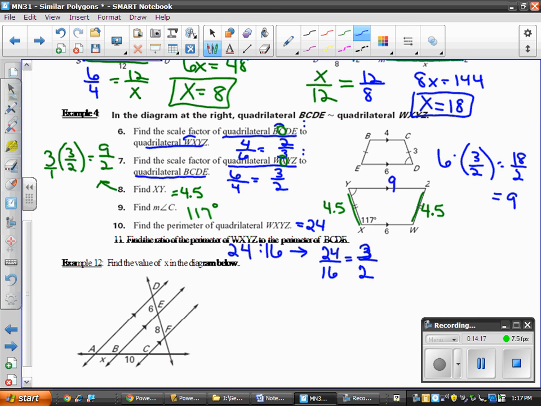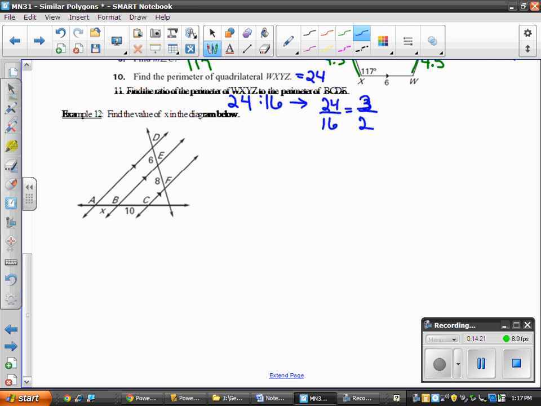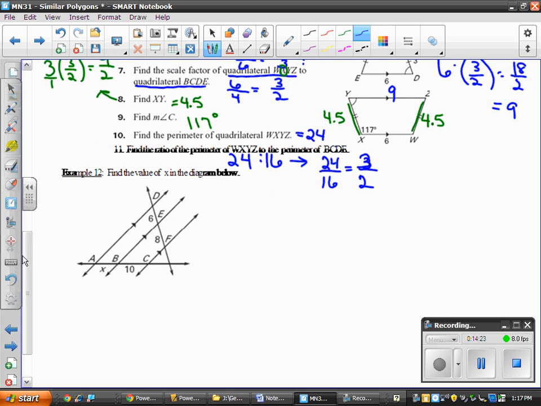So something I need you guys to write on here, which is really, really important, is that side ratio is going to be the same as the scale factor, which is the same as the perimeter ratio.